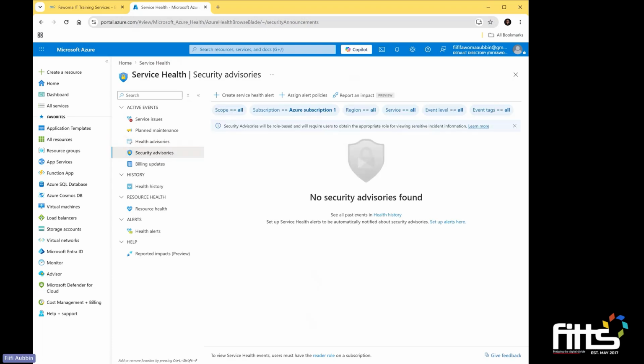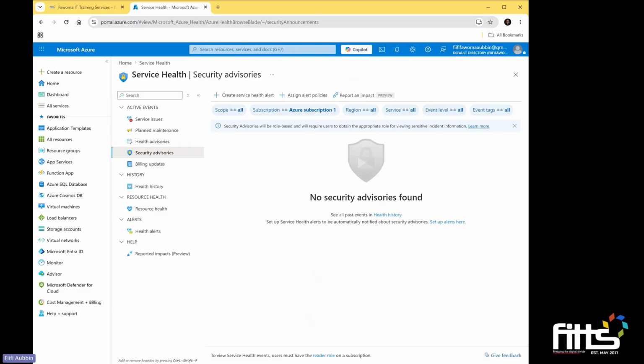Okay. And we know that security is one of Microsoft's highest priorities. So whenever Microsoft identifies important security information that customers should know about, they communicate it here. So an example could be guidance about protecting resources against newly discovered vulnerabilities or recommendations to improve security. And this helps organizations stay informed about potential security risks.